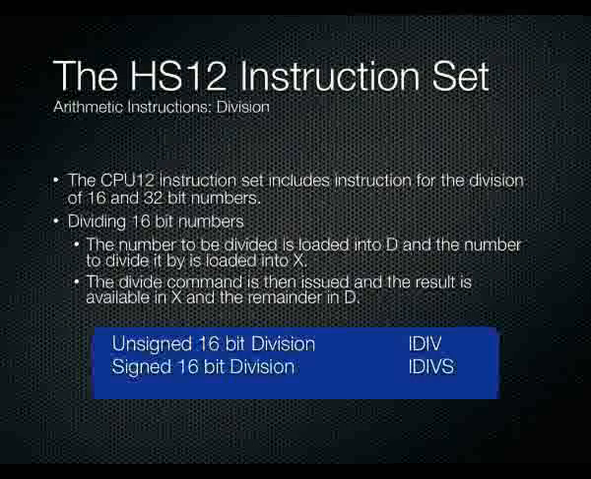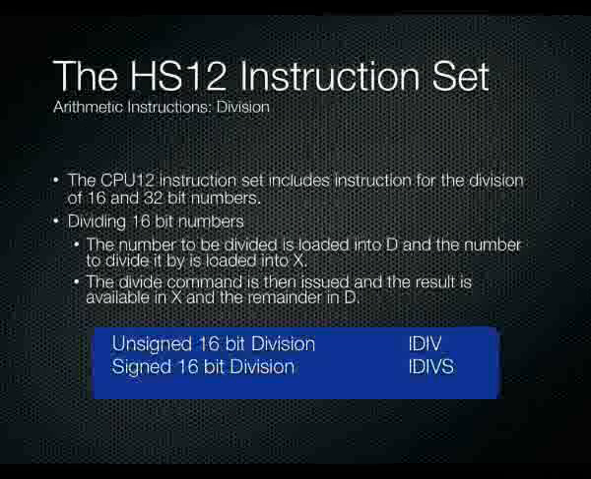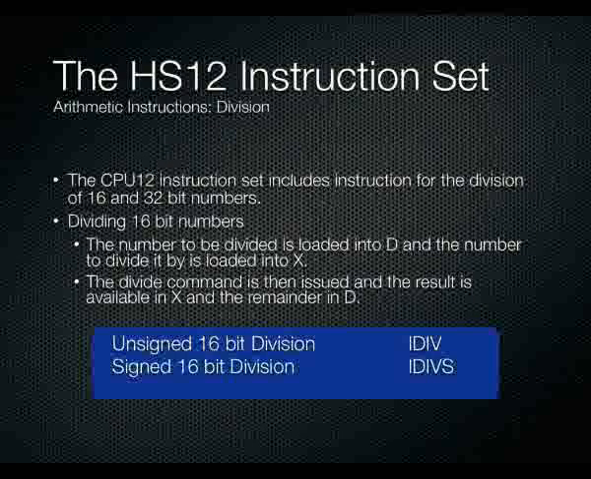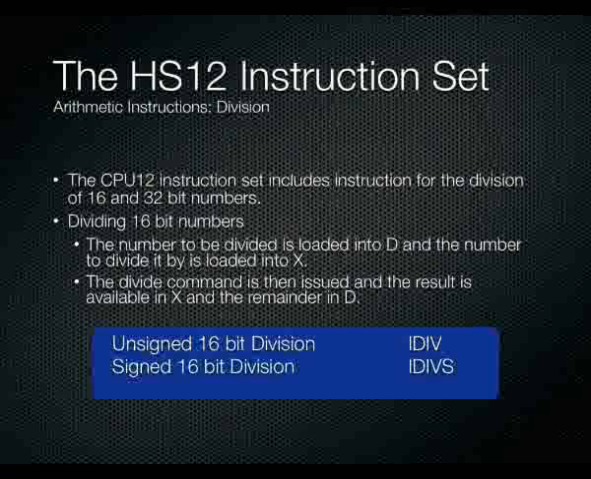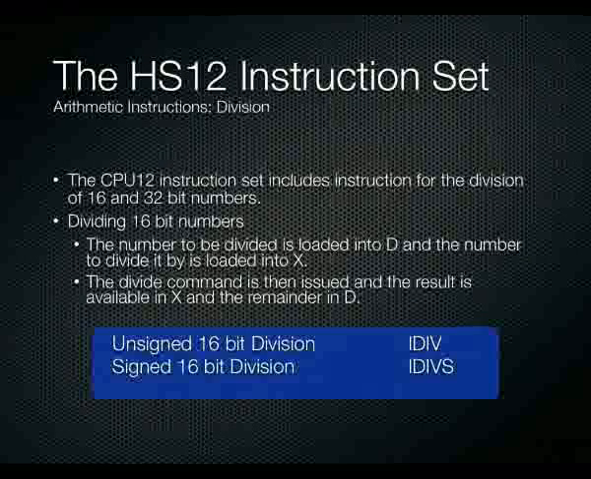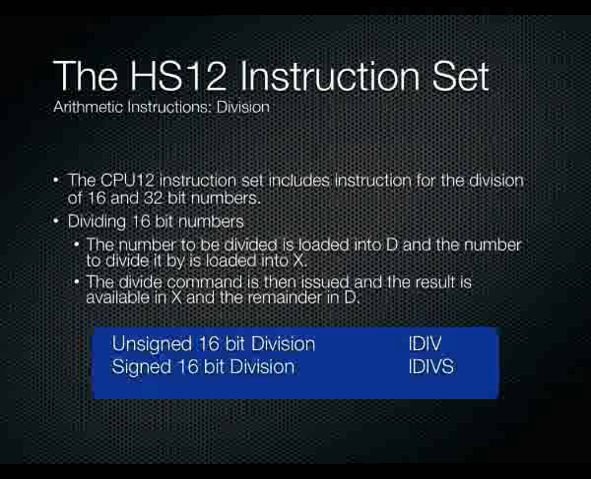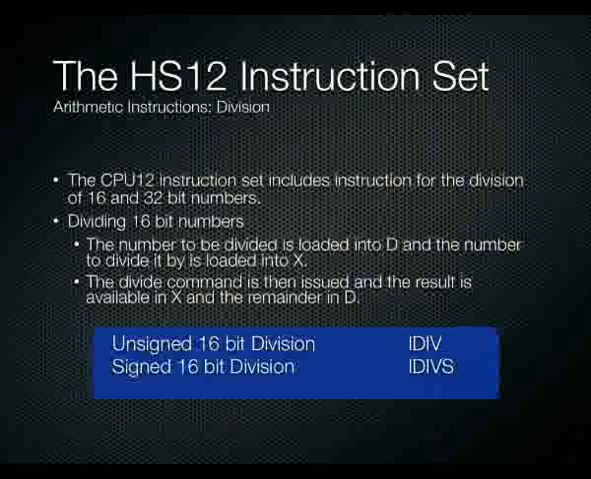So it's simply going to be D divided by X, and of course the result will then be in X. So once you do D divided by X, the actual division value will be in X, and the remainder will be in D. So you end up with the result and the remainder in X and D respectively.